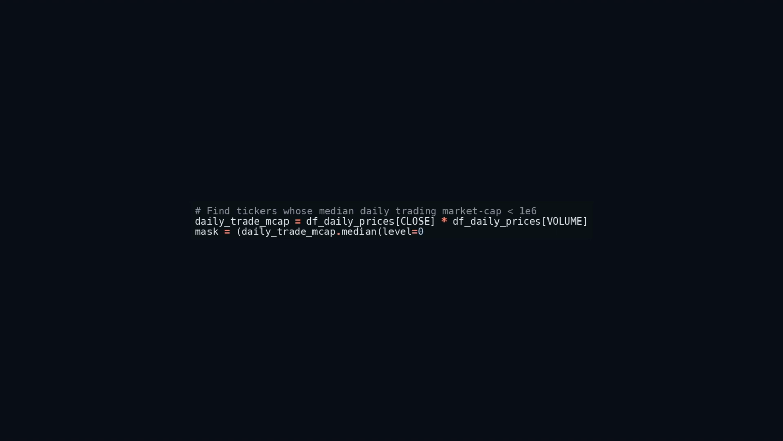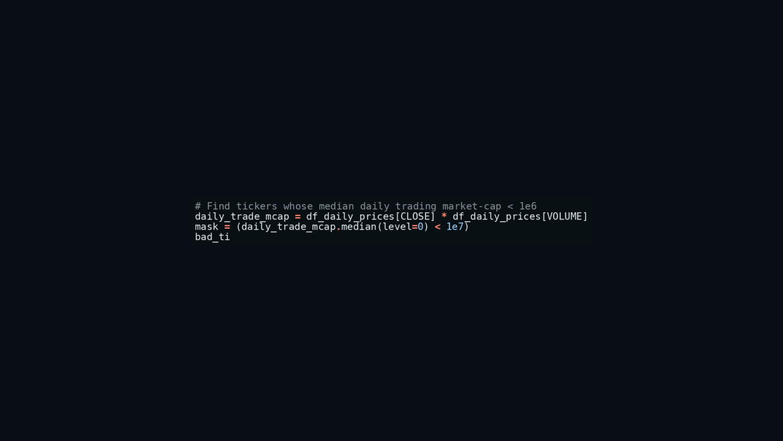This code is particularly useful in financial analysis or stock market studies to identify stocks with relatively smaller daily trading market capitalizations, providing a basis for further analysis or investment decisions. By identifying these bad tickers, one can refine investment choices or enhance risk assessment strategies.